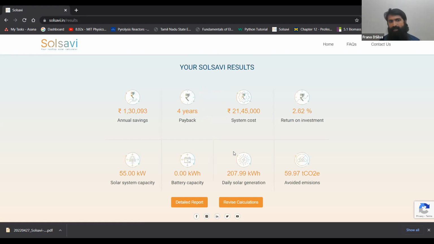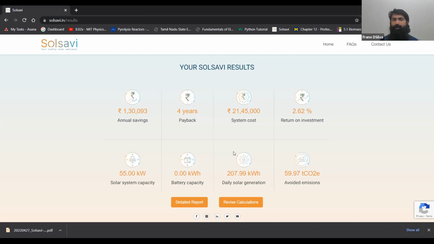As you can see from the results, the selected system offers us a savings of 1,30,000 in the first year with a payback of 4 years and a system cost of 21 lakh, that is the total installment cost of 21 lakhs. The return on investment over a period of 25 years is 2.62, which is a positive value indicating a good investment, and the magnitude offers us a potential saving or more potential saving in indication.